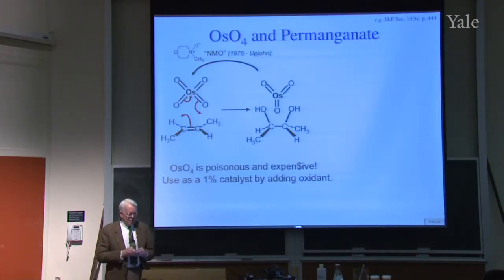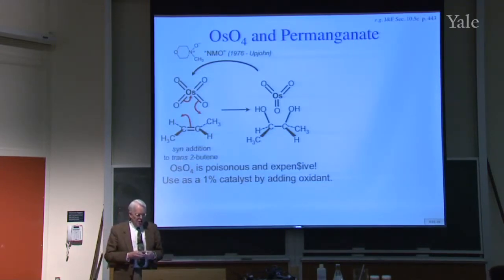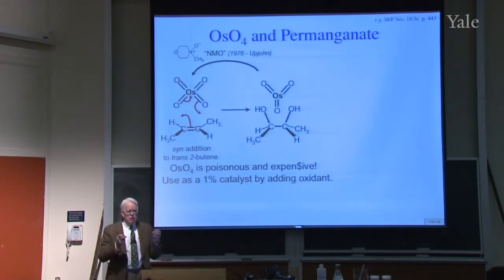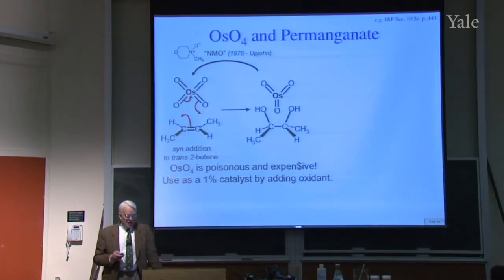But then we should notice something about the stereochemistry of this. We showed here a trans-2-butene. And of course, if it's like ozone, the two oxygens will add at the same time, therefore at the same face. So the configuration you get at the two carbons where the OHs add are related to one another. They could be SS, as shown here.